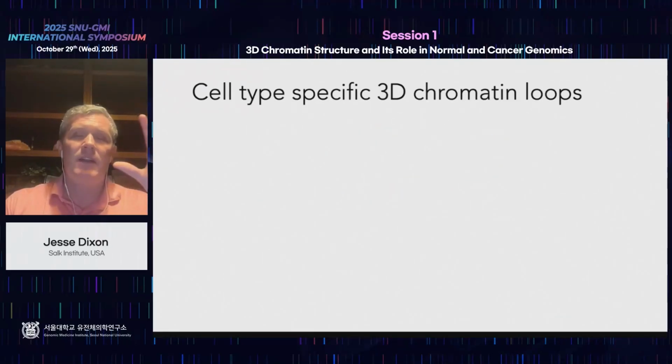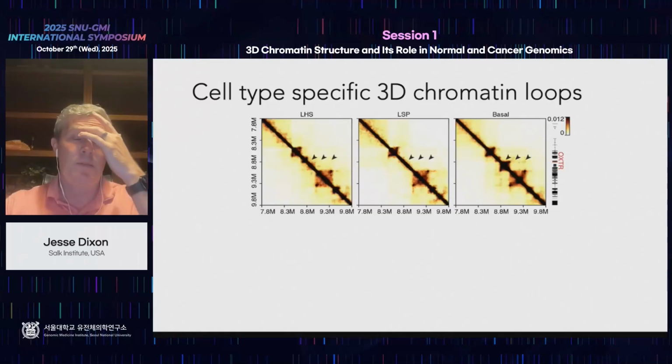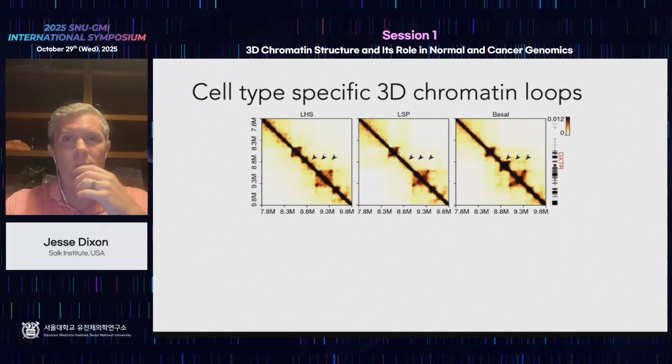So in addition to these global classification schemes that I'm talking about here, we can also go in and identify loops in individual cells. And this is a case where we can see this here. We can see that this is a loop that we find. This is in 3 breast epithelial cell types. This is the luminal hormone sensitive, luminal secretory precursor, and basal myoepithelial cells.